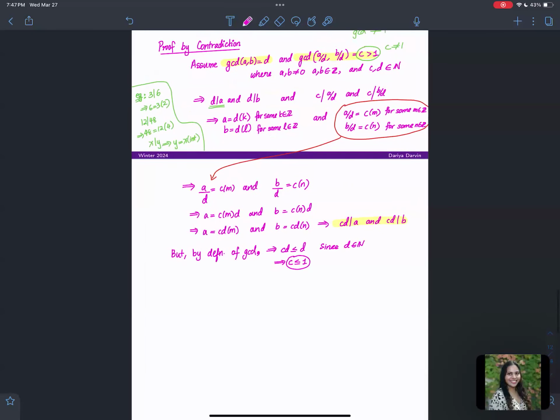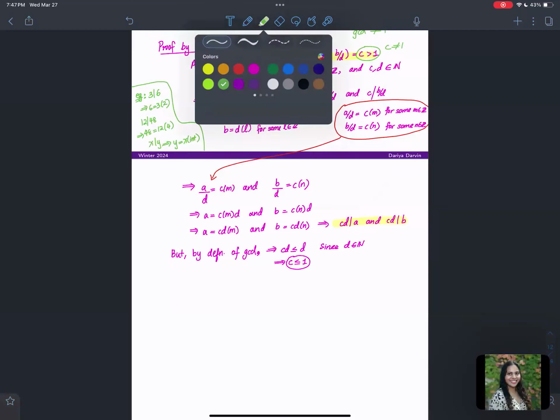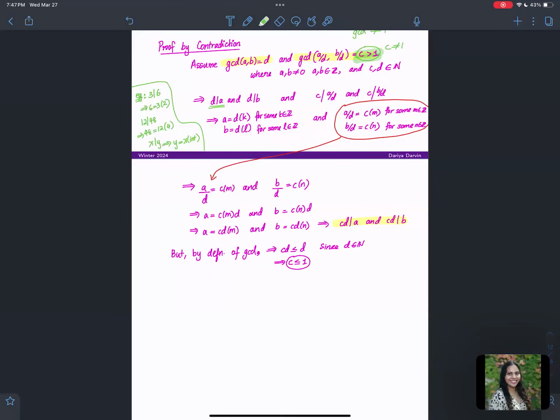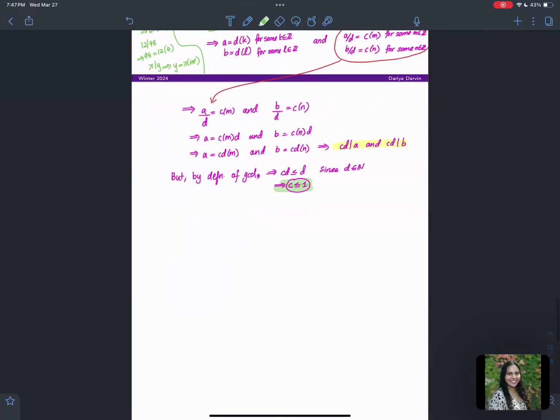Hopefully you see where the contradiction is, and this is why it is very important. I talked about C greater than 1. So this is a contradiction.